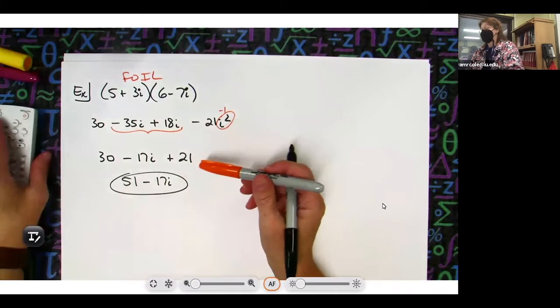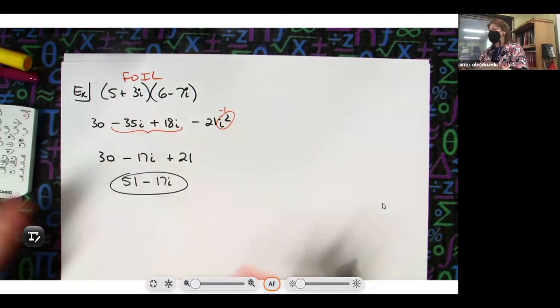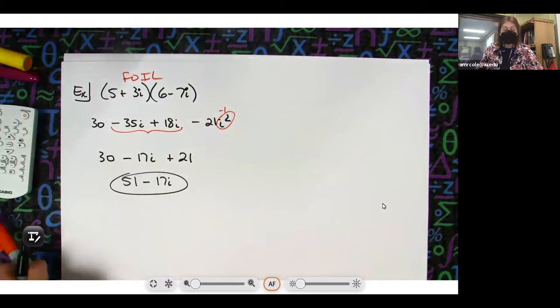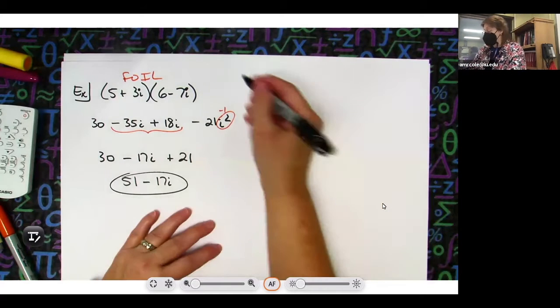Okay, so like I said, this could be a binomial, it could be a binomial times a trinomial, any type of adding, subtracting these things they expect you to be able to do. All right, now they are going to practice. Let's go ahead and put one more on this piece of paper.